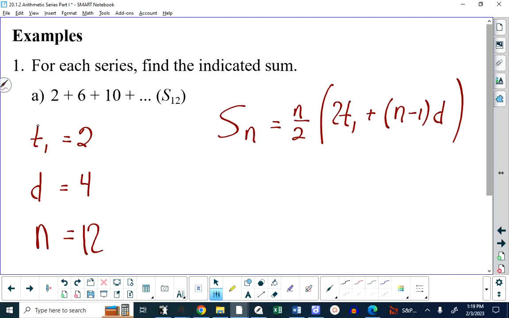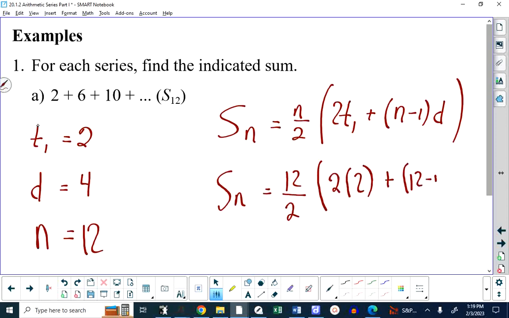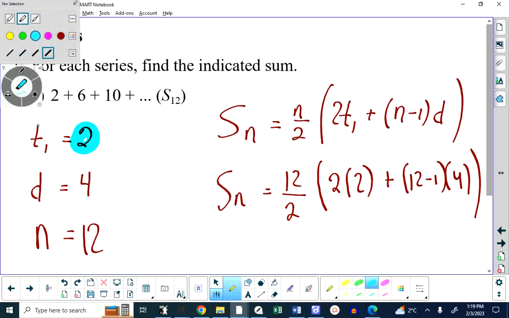Quite frankly, what I care about here is that everybody is able to do two things: put the numbers in and calculate the correct answer. I don't care how you do it. Let me explain how I do the calculation. So I put in 12 for n, I put 2 for t1, and I put 4 for d, just to make sure we're not in any big rush here. Every place I saw t1, I put the number 2. Every place I saw d, which is only in one place, I put the number 4.